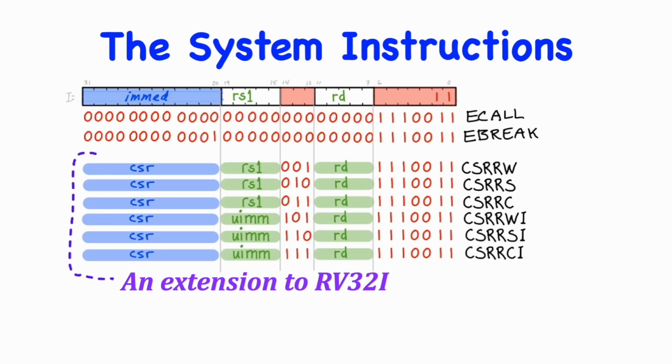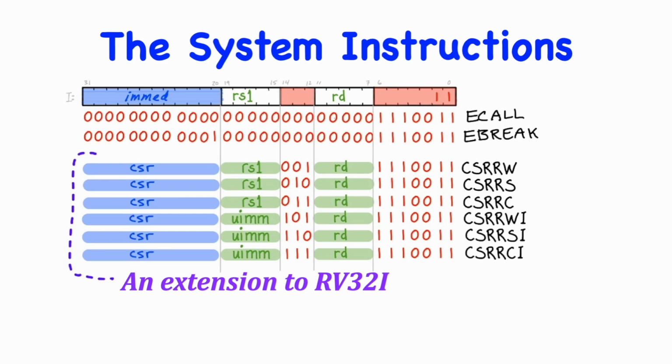This next group of instructions is called the system instructions. Notice that they all have the same primary opcode. They're differentiated mainly by the function 3 opcode field. The ECALL and EBREAK instructions don't involve any registers, and their complete encodings are shown here. ECALL is the system call instruction. It would be used by a user-level program to invoke a kernel function.